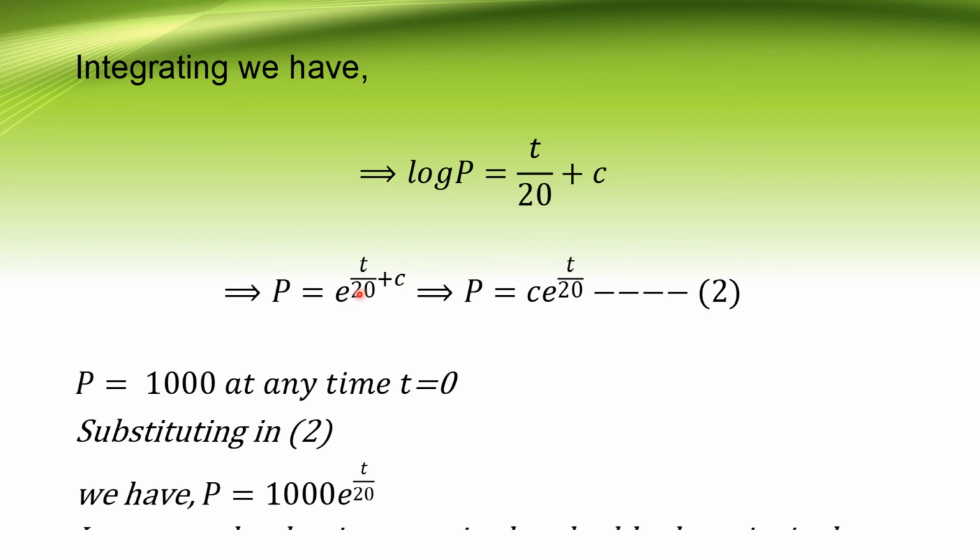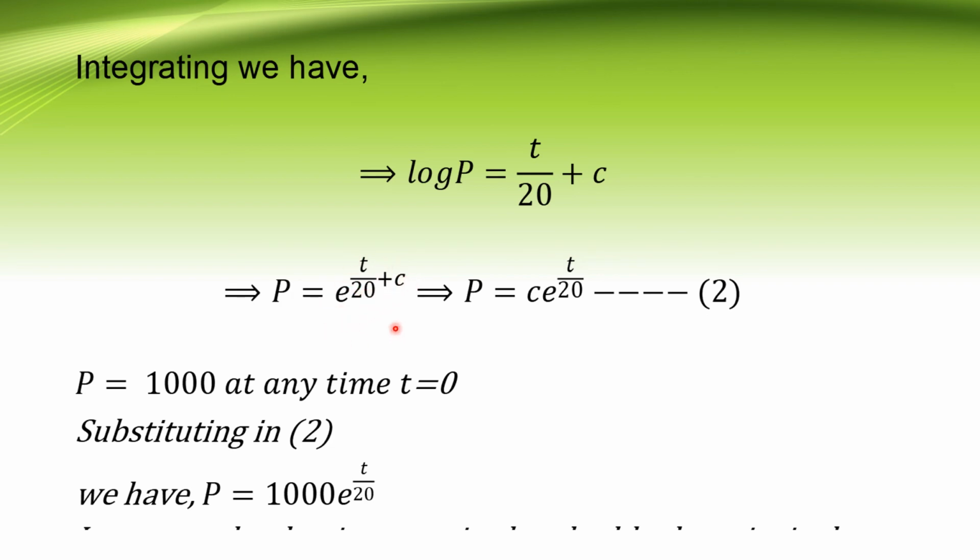So I am going to eliminate the log term. For that, I'm inserting an e exponential term on both sides. So on the left side we get e power log p, and on the right side e power t by 20 plus c. See here, e and log are reciprocal, so on the left side the e and log are eliminated. So finally we get p is equal to e power t by 20 plus c.